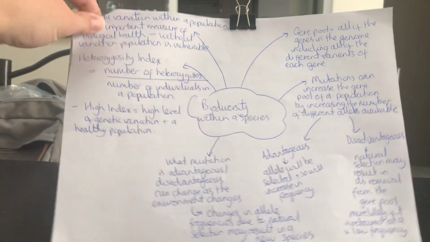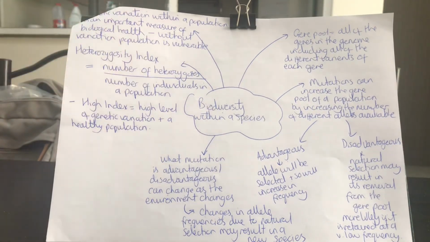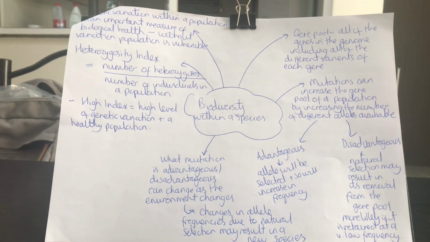Now, genetic variation within a population is an important part of biological health. Without variation, a population is vulnerable. If you think, if all the organisms in a population are genetically identical to each other, that means that if the environment changes, they could all be wiped out. If there's a new disease, they could all be wiped out. So you need to have some genetic variation within a population to ensure the survival of the species.